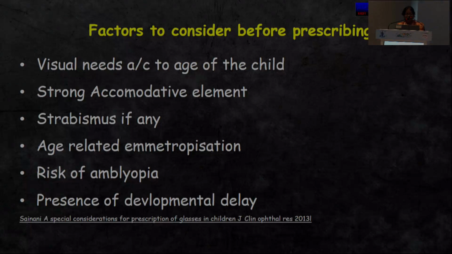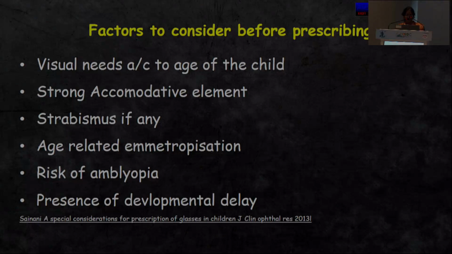Then the second component we have to remember is all kids will have a very strong accommodative element, so that would mask certain types of refractive error, and by the time the kid presents to us, the child would have already landed up into amblyopia. The third point is we have to look for whether the child has a squint or not before we prescribe, because when I practice, I have this mindset that the first thing I need to do is rule out strabismus, because if the child has squint, I would make certain modifications to my final prescription.